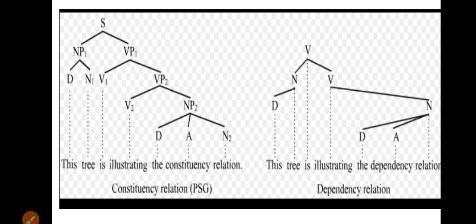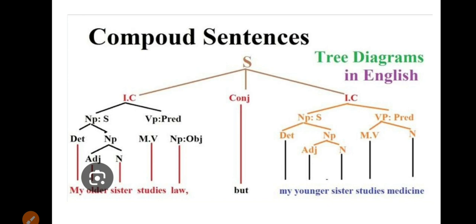"Is" is bifurcating the sentence into two. Then the verb "illustrating", and then the noun phrase: "the" is a determiner, then an adjective, and "relation" is the noun. This way also we can do. If there is a compound sentence, then there will be two branches and the compound conjunction will be in between, and then both sentences will be separately analyzed, right? First example, IC analysis, right? Because the sentences are two, so IC and IC.